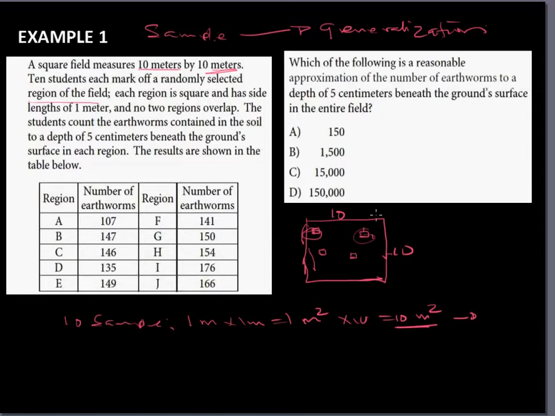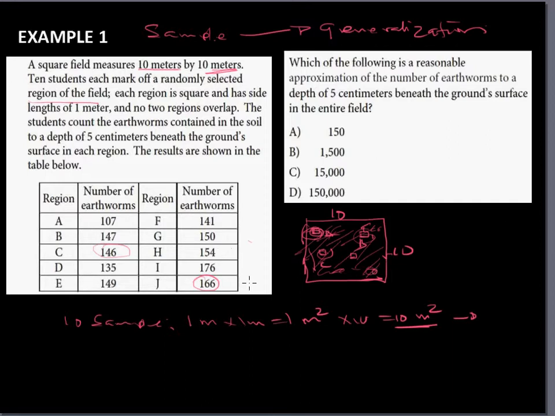Now, as you can see, this is A, this is B, this is C, all the way up to J. And then A gives me 107, C gives me 146, and J gives me 166. The question here is, based on the data I collect here, how many earthworms can I estimate to be in the whole region here? How many of them? So this is what we call a result generalization. So I'm going to take a sample here, and here, and here. So how do I generalize my results?